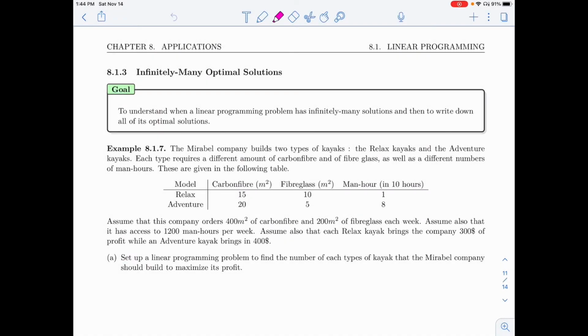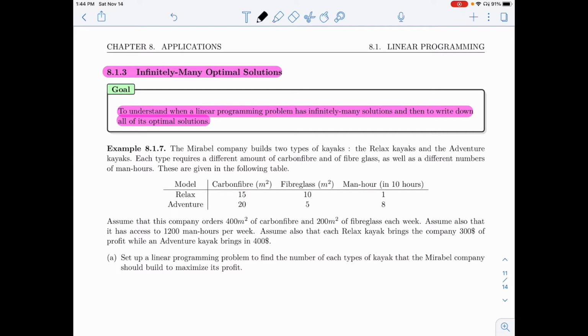In this section, section 8.1.3, we'll be looking at linear programming problems that have infinitely many optimal solutions. Our goal is to understand when a linear programming problem has infinitely many solutions, and then to write down all of its optimal solutions. Let's start with an example. This example will take us through what we have to do, and then we'll recap afterwards.